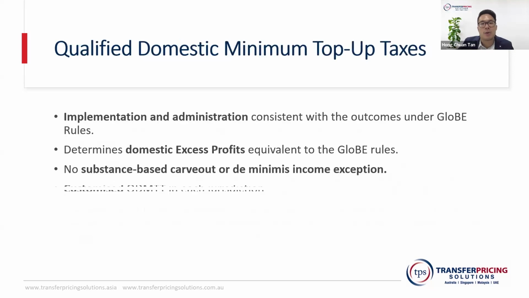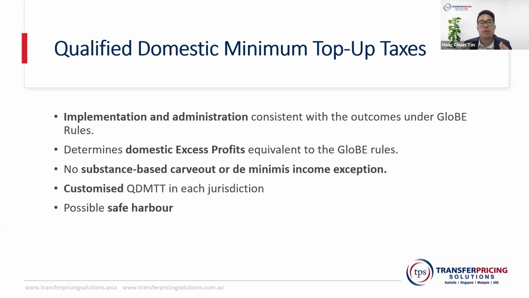All right. So after looking at the safe harbor, Adrian has mentioned your IIR and your UTPR. Now we have to look at what we call a qualified domestic minimum top-up tax, right? So now I guess we are going to use all these jargons, IIR, UTPR. So QDMTT is a mechanism designed for local jurisdictions where the low-tax, below 15%, constituent entity is located, to collect tax payment on a domestic level, right?